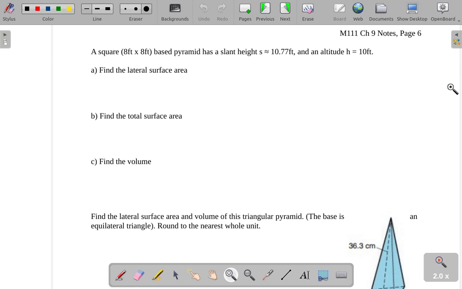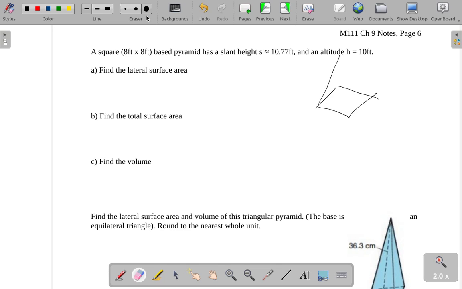A square-based pyramid has a slant height approximately 10.77 feet and an altitude of 10 feet. Find the lateral surface area first off. Rather than trying to do this without any sort of illustration, it's a good idea to just draw a little picture.